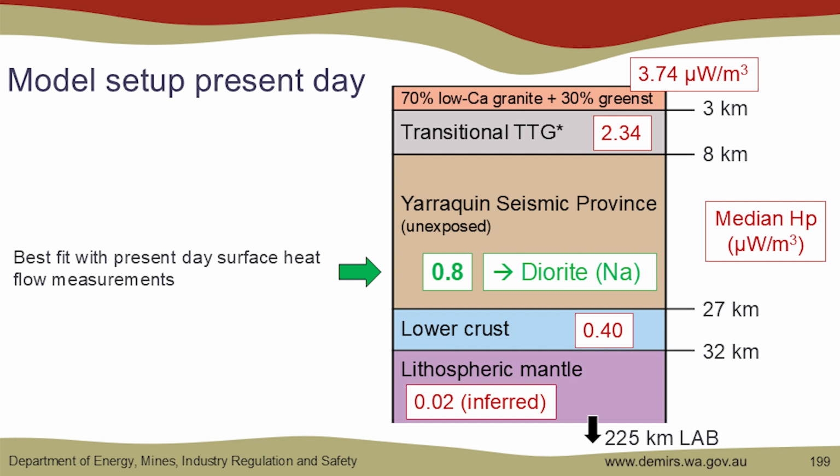And so the best fit to match what we see at the surface heat flow with what the model predicts tells us that a good chemical proxy for the Archean seismic province was a sodic diorite. So this is what I used in terms of a composition in all the subsequent models. I'm not saying it is a sodic diorite, but compositionally, especially in terms of its heat-producing elements, this was the best proxy to match what we see in terms of the surface heat flow. It's very handy to have that data.